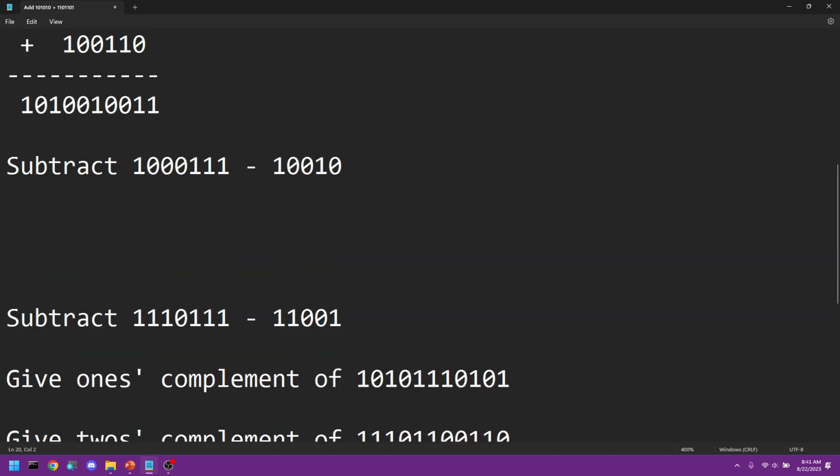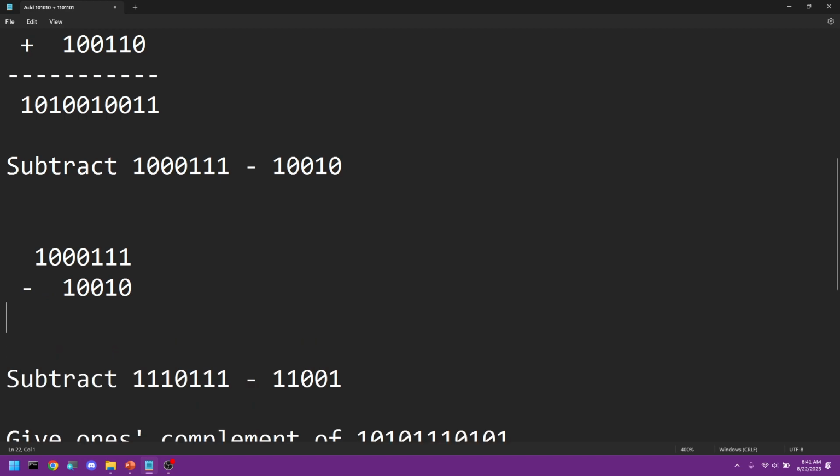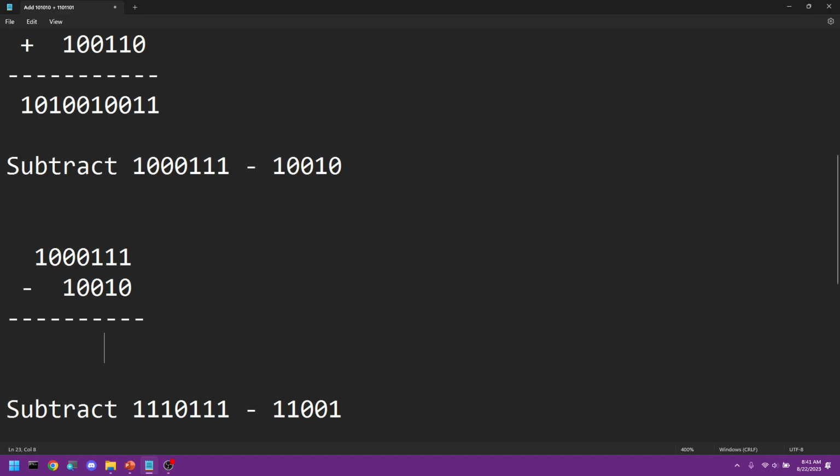Make our room here. And we want to subtract 1, 0, 0, 0, 1, 1, 1, minus, and we'll do 1, 0, 0, 1, 0. And now we'll do our subtraction. So 1 minus 0 is going to be 1. 1 minus 1, 0. 1 minus 0, 1. 0 minus 0, 0. And now we come to our 0 minus 1.